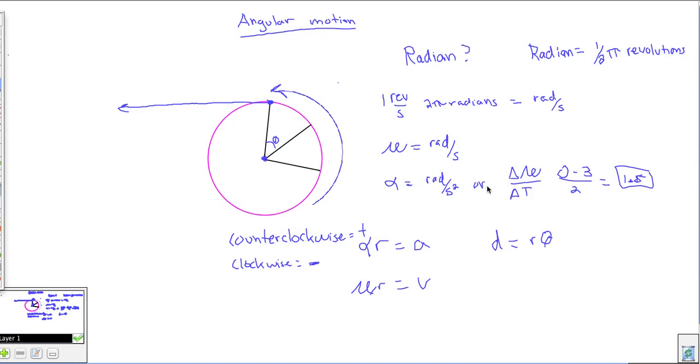So hopefully that helps give you an initial understanding of angular motion, and we'll continue on with some more rotational dynamics questions and problems that get a little bit more difficult and incorporate a few more aspects.